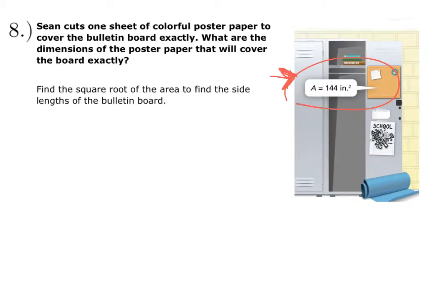And then I would like you to write side lengths, question mark. So that's what we're looking for. Now, do you see how this area is in inches squared? Squared is my giveaway for square root. So what I have is the square root of 144, and what I'm looking for is the square root that gave me that perfect square. They're asking me to kind of find the answer. 144 is a perfect square. It came from 12 squared, meaning that my answer is 12 inches.